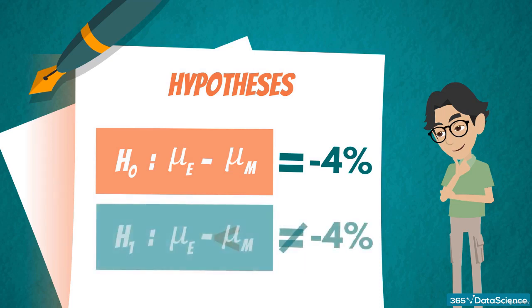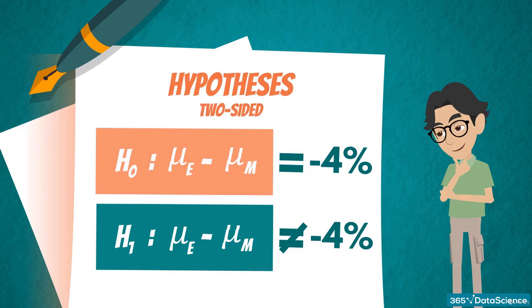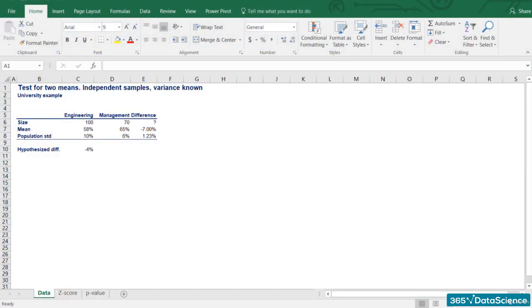So, H1 is the population mean difference is different than 4. Once again, this is a two-sided test. Our research question is not to find the difference, but to check if it is exactly 4. Right, let's get our hands dirty.